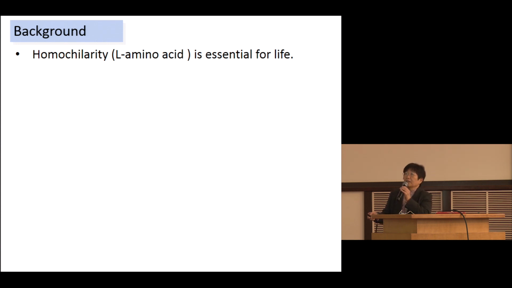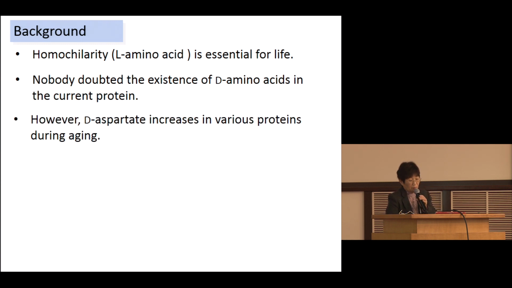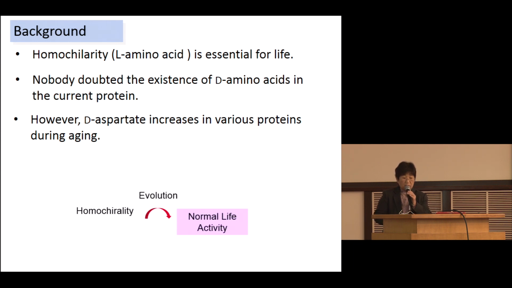So homochirality consisting of L amino acids on Earth is essential for life. Therefore, nobody doubted the existence of D amino acids in the current protein. But D-aspartate is a kind of amino acid. D-aspartate increases in various proteins during aging. So the establishment of homochirality is linked to normal life activity, that is, evolution.